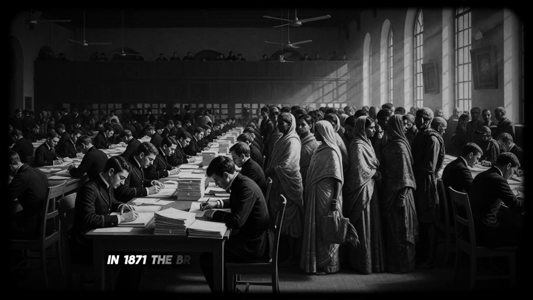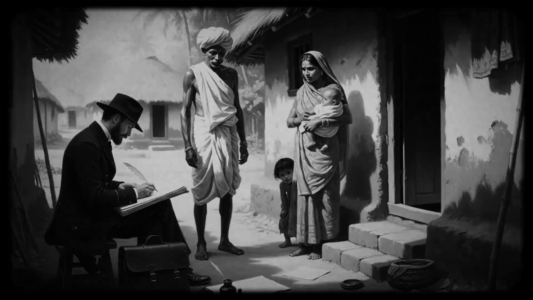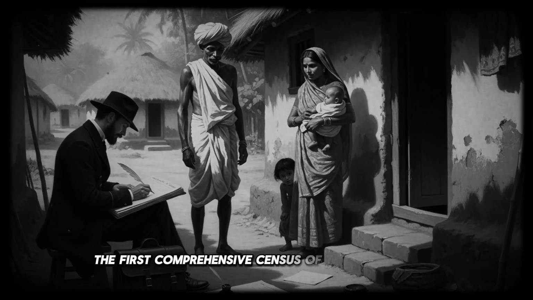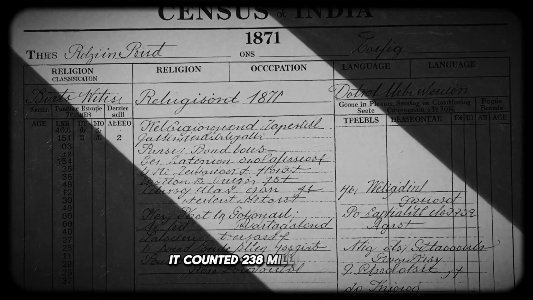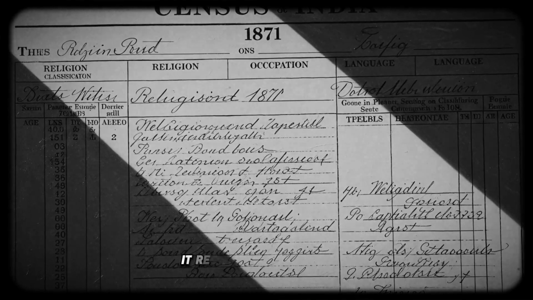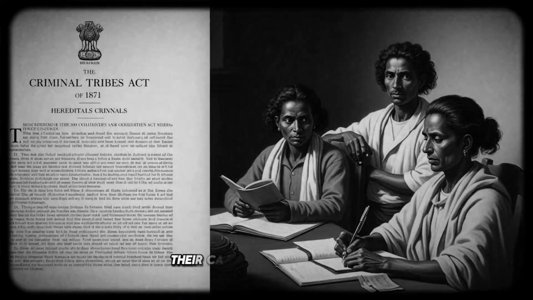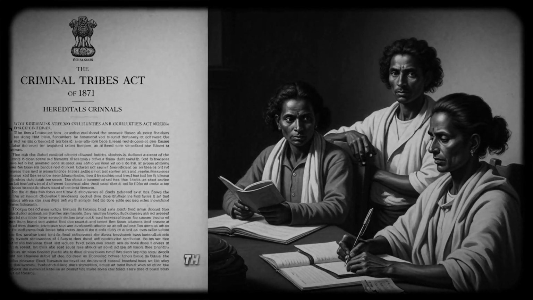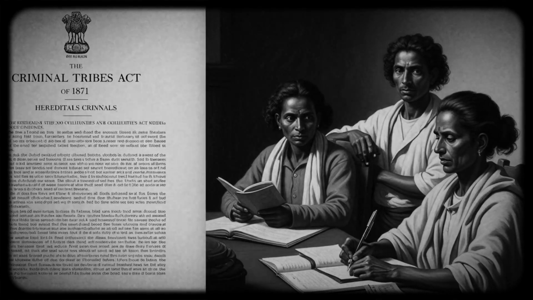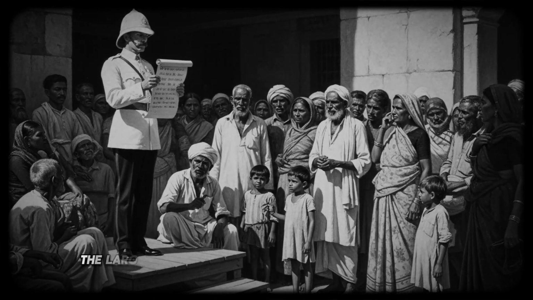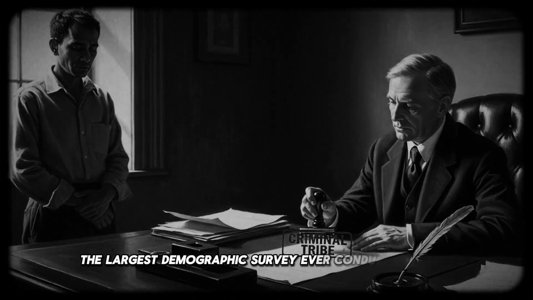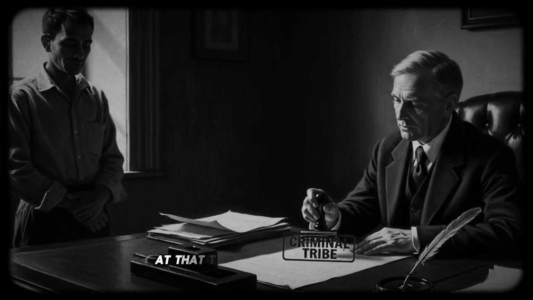In 1871, the British colonial government of India conducted the first comprehensive census of the subcontinent. It counted 238 million people. It recorded their religion, their caste, their occupation, their language, their age. It was a triumph of administrative precision, the largest demographic survey ever conducted in Asia at that time.